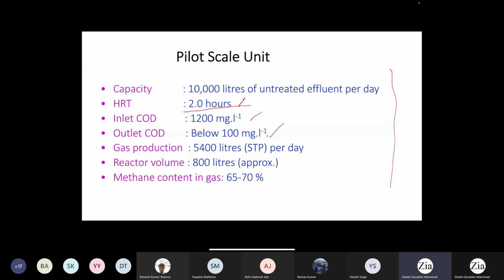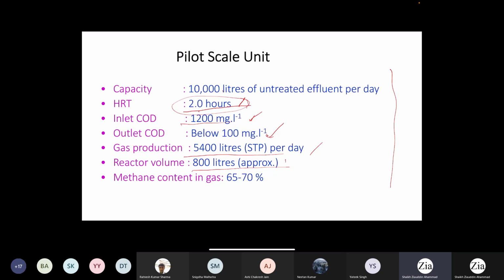So this is an example of the pilot scale system we have installed in Delhi Mill Scheme, and these are the characteristics of the effluent and also the treatment hours. The remarkable thing is the treatment time is only 2 hours, and the inlet COD is quite high, above 1000, and the outlet COD is 100. So you can say we are getting more than 90% removal efficiency. Along with that, it also produces a substantial amount of biogas. And the reactor volume is not very big. It is only 800 liters. So 10,000 liters is getting treated in 2 hours HRT.